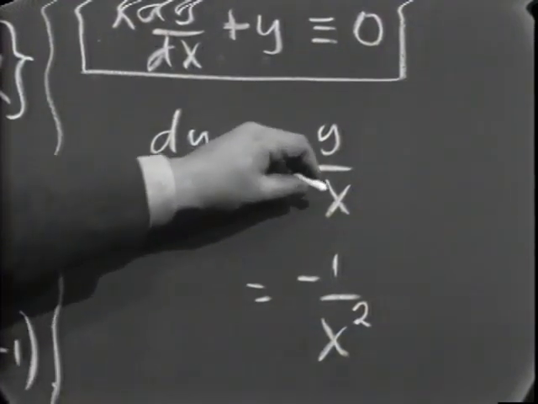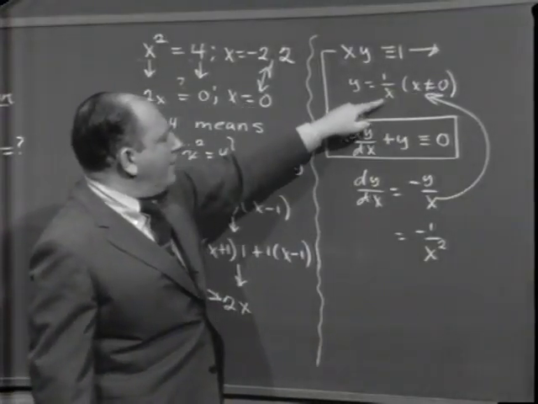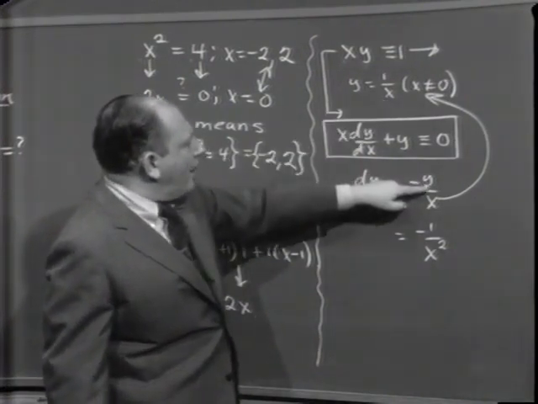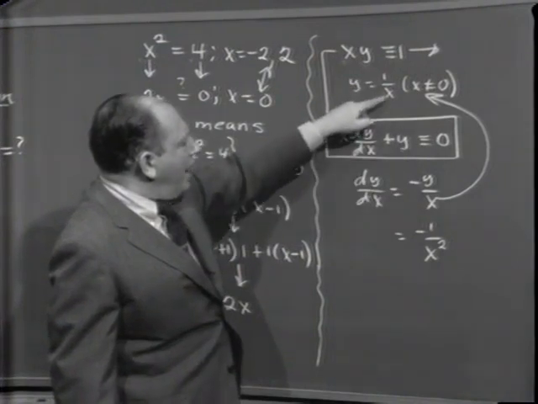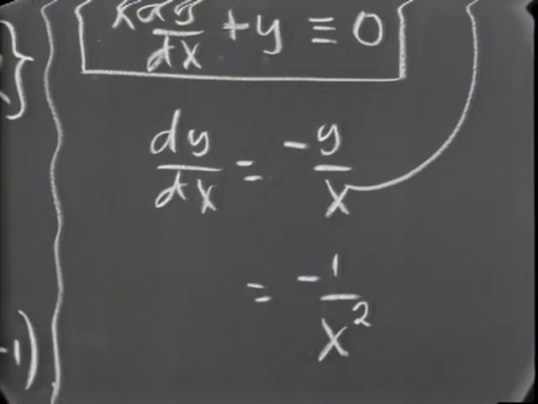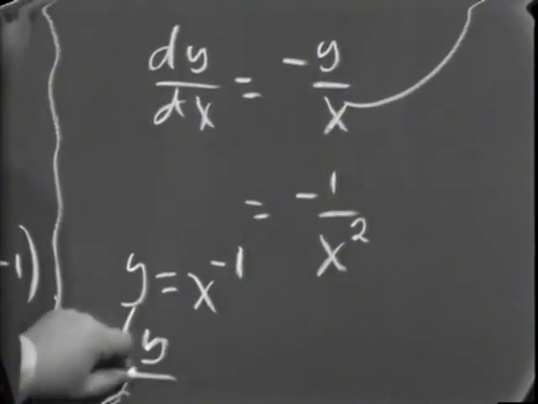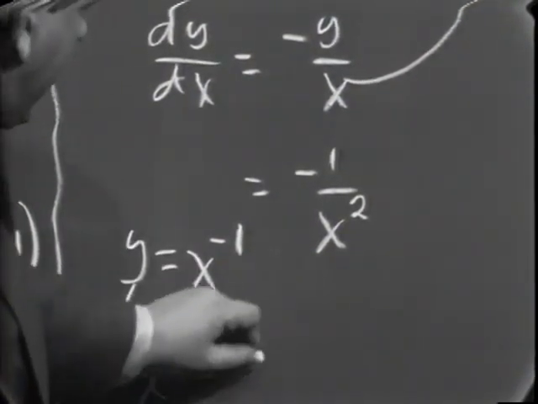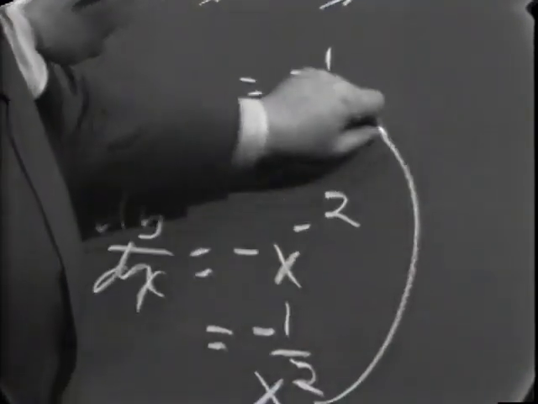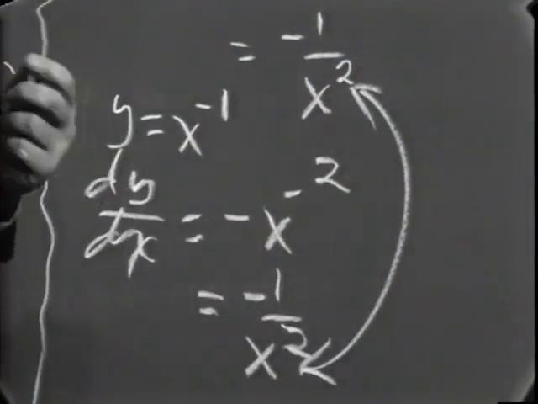By the way, notice that by picking a problem that could be solved explicitly for y in terms of x, we have a very simple check on this particular problem. Namely, we know that if x is not 0, y is another name for 1 over x. Therefore, minus y over x is another name for minus 1 over x squared. But we already know that if y equals x to the minus 1, by another method, dy dx is minus x to the minus 2, which is also minus 1 over x squared. And so we see that the new method does give us the same answer as the old method.